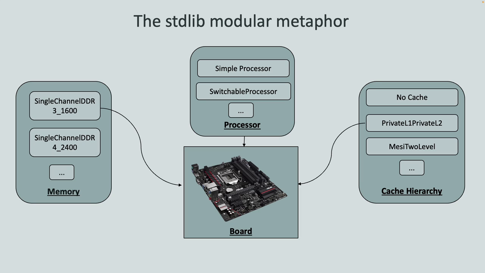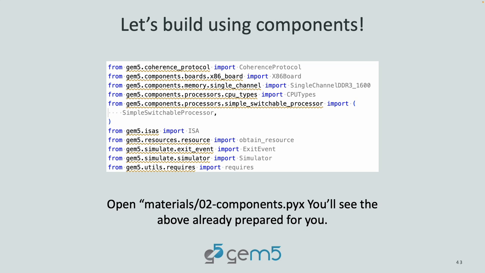Cache hierarchy, there's a lot of options, you can plug in a cache hierarchy. We define in the standard library the cache hierarchy as anything that exists between the processor and main memory, because that stuff needs somewhere to go. So it's not always completely cache hierarchy. There's some other little registers and stuff in there, but I think that it fits. So let's start building using components.